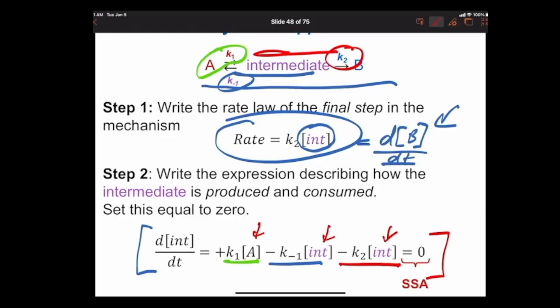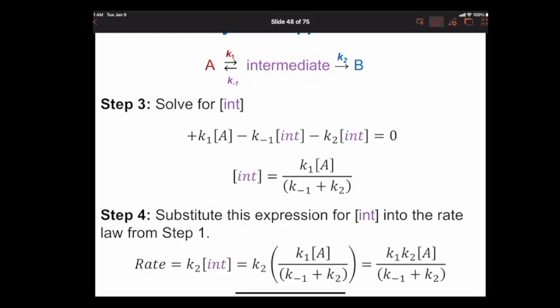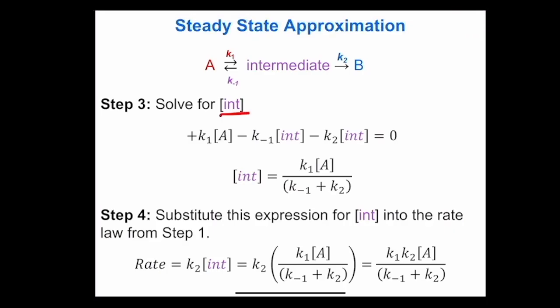state approximation, says that that expression must equal 0. As soon as we do that, I can now algebraically solve for the concentration of my intermediate. This is that expression from the last page, that the change in concentration over time is equal to 0. I rearrange this and solve this for my x, my unknown, my intermediate. And I get this expression here.